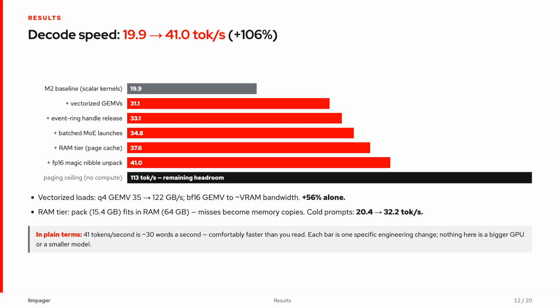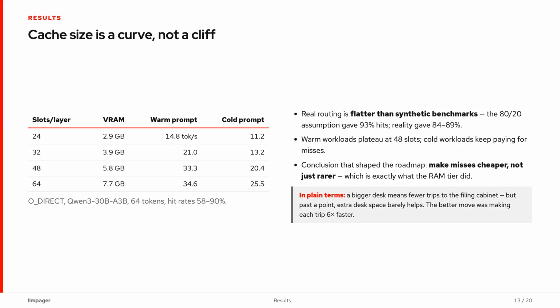Then the performance work, from 20 tokens per second to 41, a bit more than doubled. Each bar is one specific engineering change: vectorized memory loads in the math kernels, releasing cache slots with GPU events instead of stalls, batching all 8 experts into single launches, serving the pack from a RAM tier, and a bit-twiddling trick that halves the cost of unpacking 4-bit weights. Nothing here is a bigger GPU or a smaller model. And note the gray bar: the pager can still feed 113. The headroom is real.